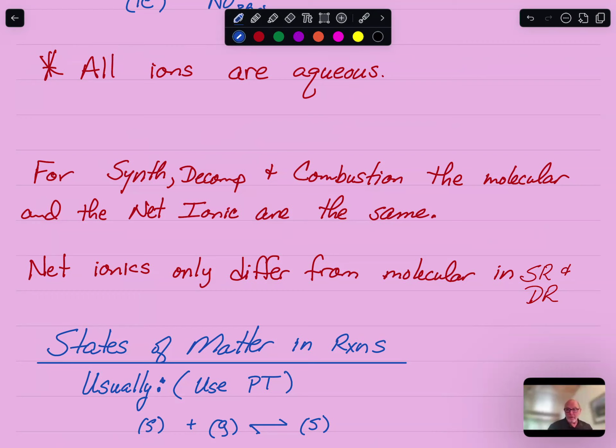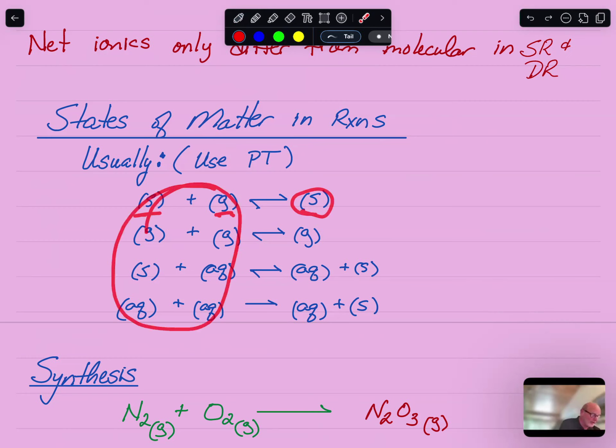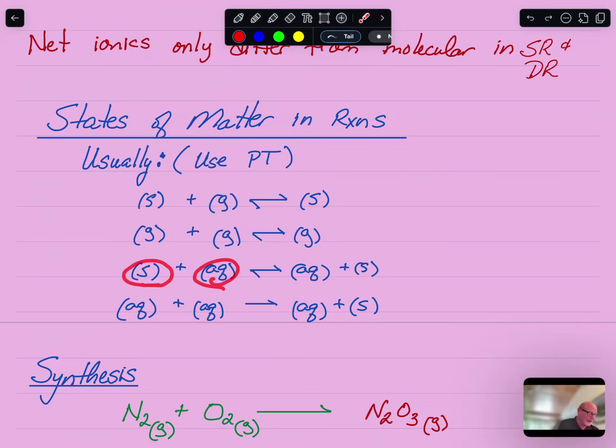So when we look at states of matter and reactions, this is a very general rule of thumb, but we're going to use the periodic table here to be careful. If we have a solid and a gas, we're probably going to end up with a solid. Now, you'll always be given the reactants, so you don't have to figure those out. The ones that I'm asking you to determine and to think about are the products. So if you mix a gas and a gas, we're probably going to have a gas. If you mix a solid and an aqueous, you're probably going to end up with an aqueous and a solid.